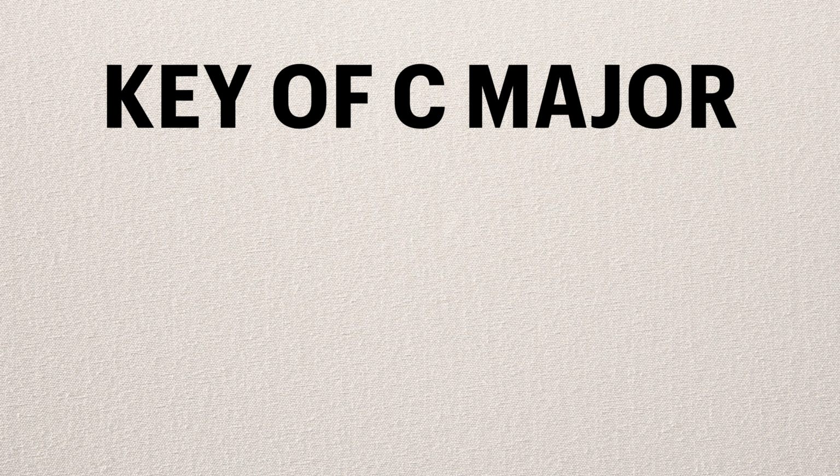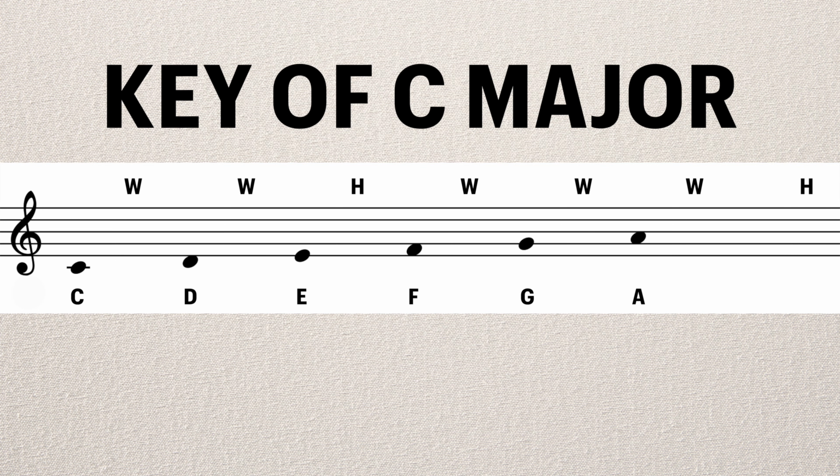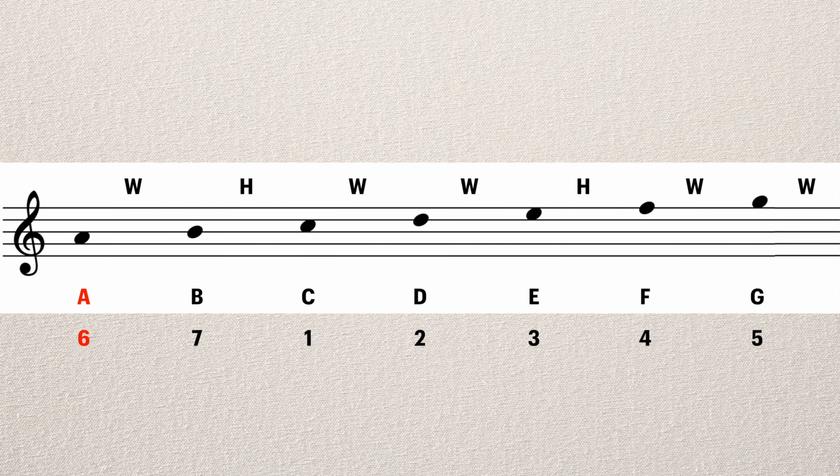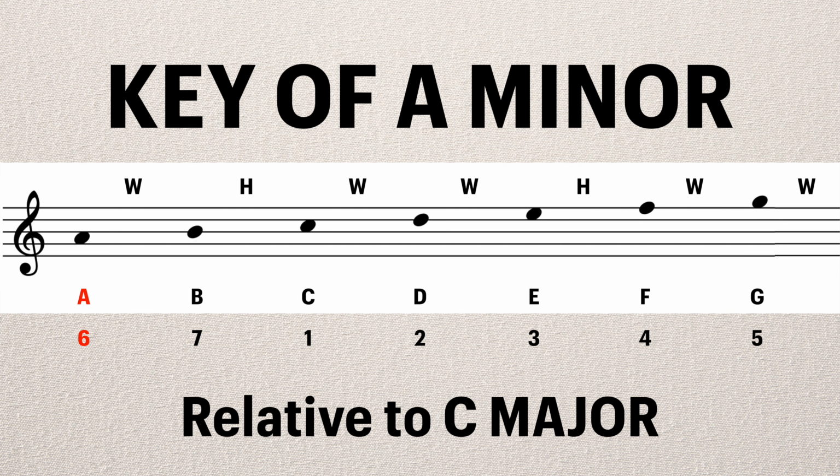So let's look at the key of C, which has C, D, E, F, G, A, B. Our 6th note in the sequence is the letter A. Now, if we take the same sequence of notes, same order, but start from the A instead, that would be the relative minor of C major, which is A minor.